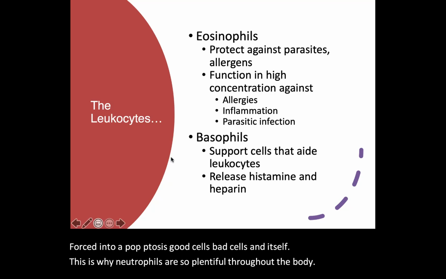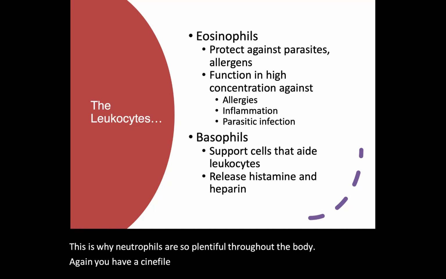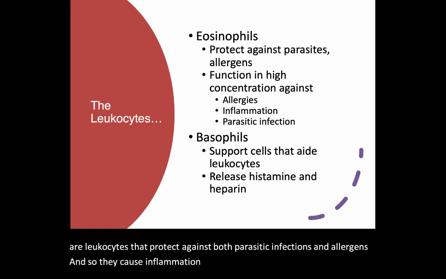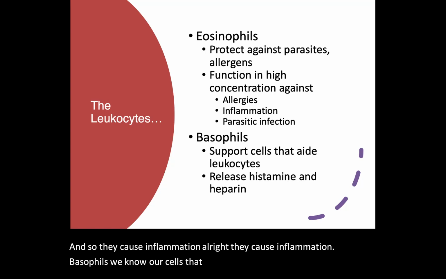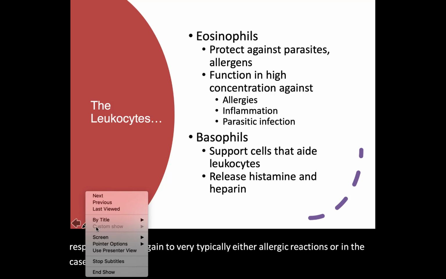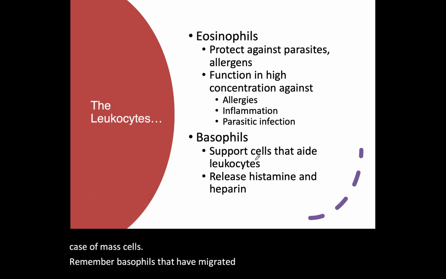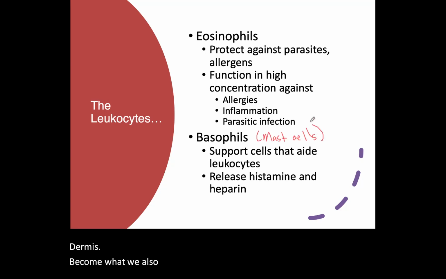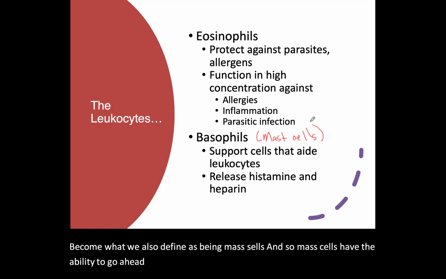Again, you have eosinophils and basophils. All right, we know that eosinophils are leukocytes that protect against both parasitic infections and allergens, and so they cause inflammation. Basophils, we know, are cells that release histamine and heparin in response to, once again, very typically allergic reactions or, in the case of mast cells, remember, basophils that have migrated into connective tissue, such as the dermis, become what we also define as mast cells. And so mast cells have the ability to cause the release of histamine and heparin.